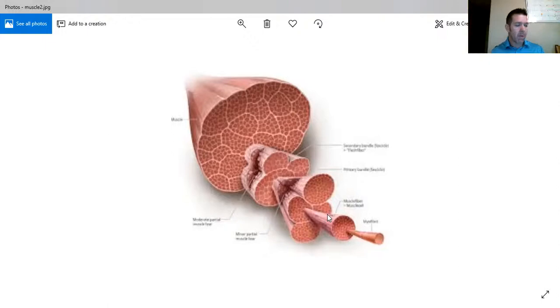It can also happen if there's not enough time to fully recruit all of this. This is more with high intensity things like sprinting or jumping. If the muscle doesn't have enough time to recruit enough fibers to perform the task, some of those fibers can tear. Now, the other thing we have to think about is a muscle contracts in two different ways.